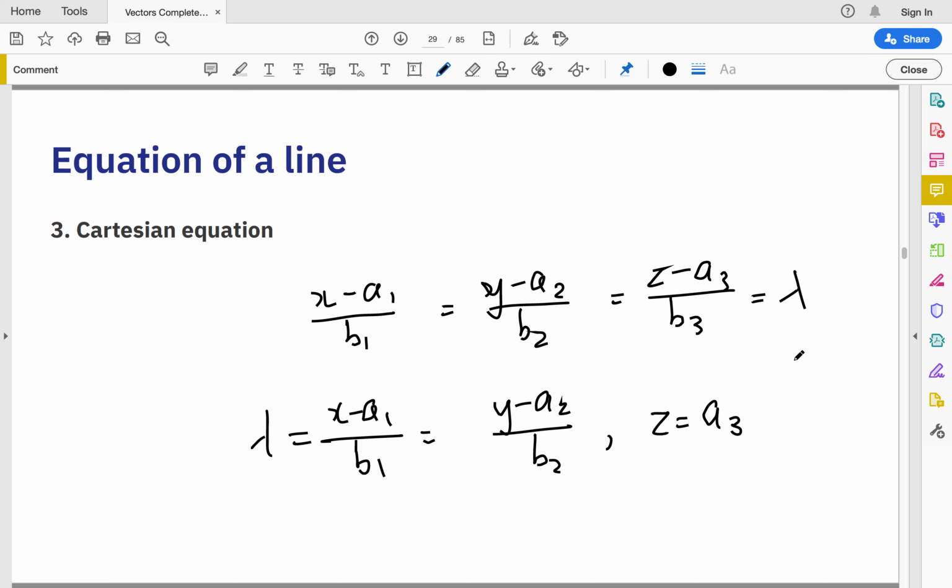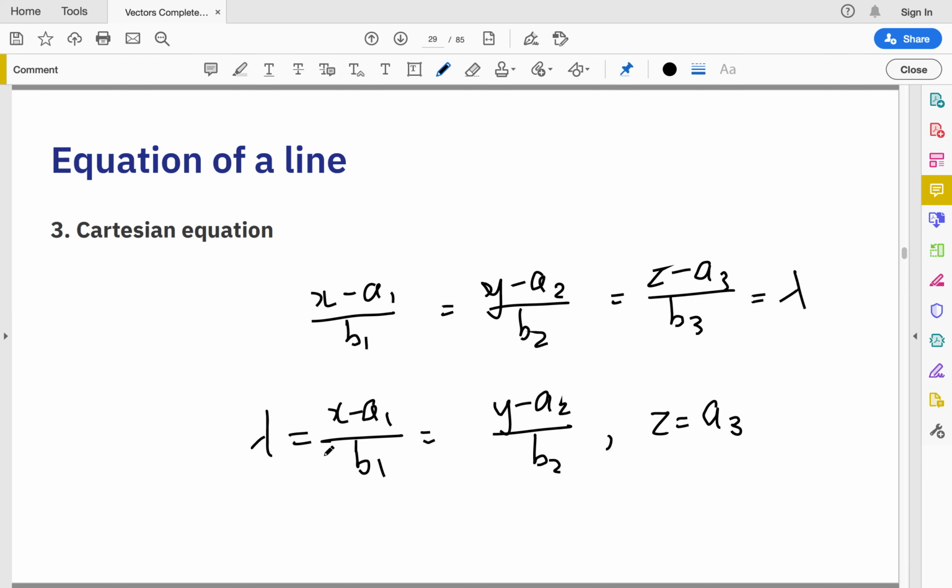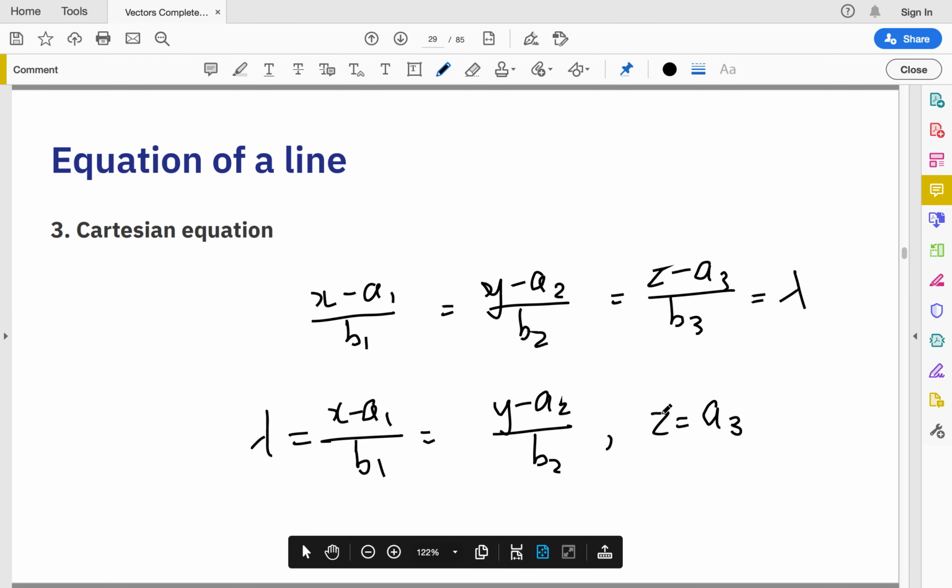equation. But what happens if one of these b values is 0? We can't possibly be dividing by 0, right? So we'll write the other two first, and we look at the last one. Let's go back to this. If b3 equals 0, z will simply be equal to a3, because this part of the equation will be 0. So we just write lambda equals these two, and z equals a3. So this is how we express the Cartesian equation format.